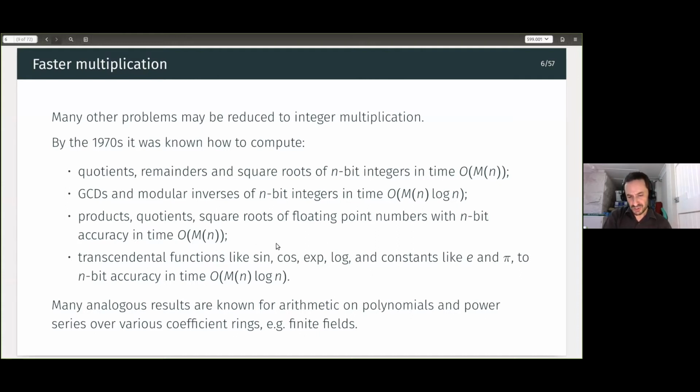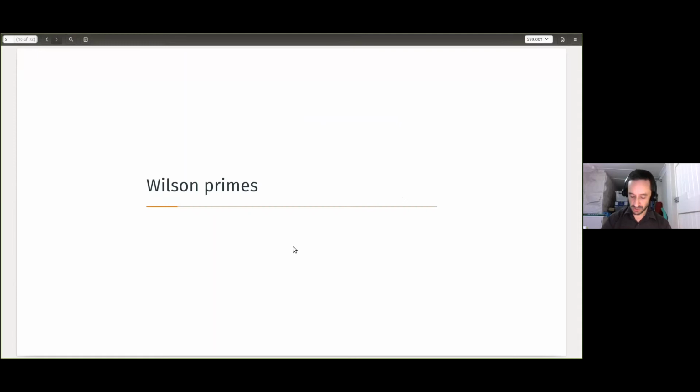And then when you go to more interesting functions like trigonometric functions, exponential functions, and so on, again, you pay a log n. And then similar results are known for polynomials over finite fields and other interesting coefficient rings. So really multiplication is the building block. Everything else builds on that, I guess, with a notable exception of matrix multiplication, which is a problem that I know very little about, but sounds like a very interesting problem to think about. Okay, so that's all I want to say about fast multiplication.